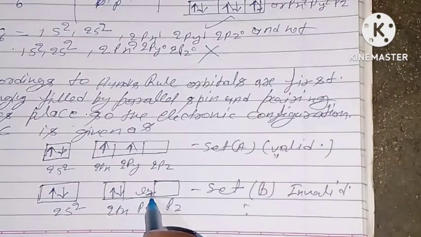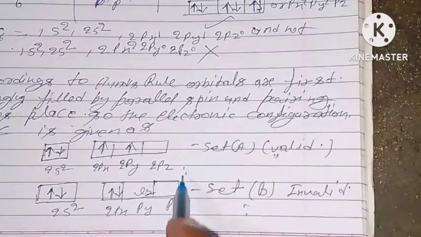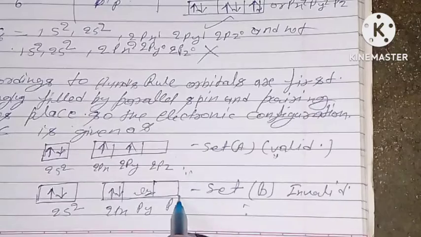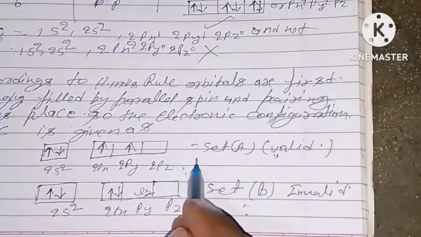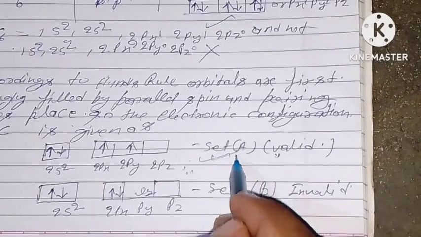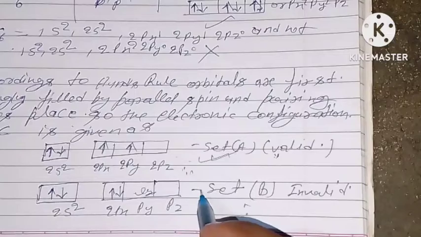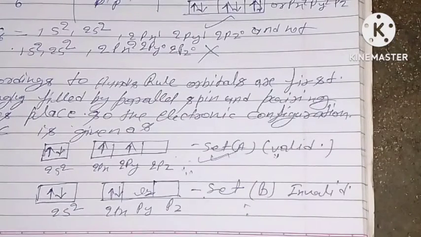It may be noted that both set A and set B distributions are valid according to the Pauli exclusion principle, but only set A is valid according to Hund's rule. The distribution of electrons in an orbital is determined by both the Pauli exclusion principle and Hund's rule. Okay, thank you.